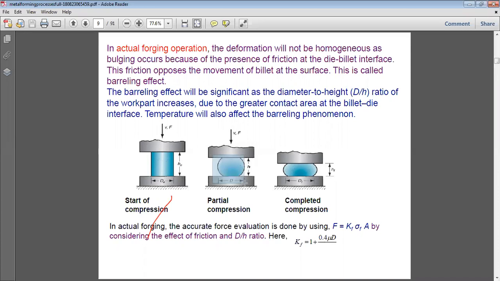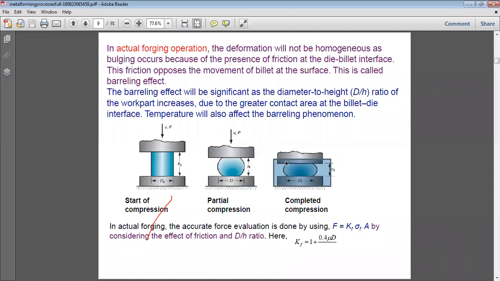Yes, so this is a bulging shown over this place. They will be providing a bulging on this, and the presence of friction opposes the movement of billet at the surface. This is called barreling effect. Clear? So the bulging is being opposed due to the presence of friction, and that opposing is called your barreling effect. So this is basically your barreling effect.